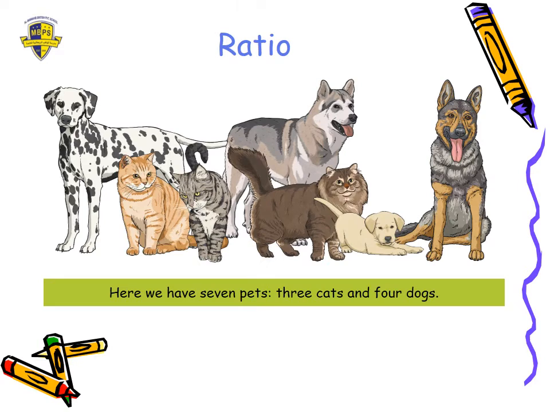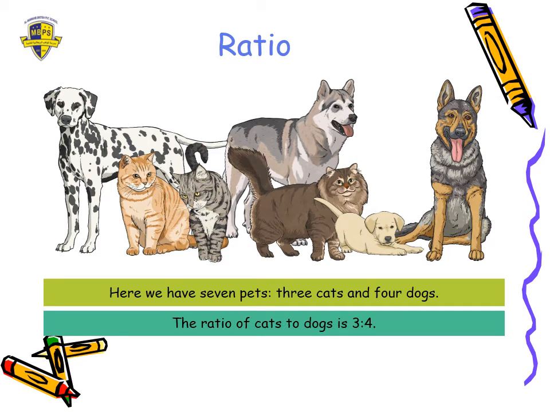Now one more example. Here you can see pets. How many pets do we have here? Good, 7. 3 cats and 4 dogs. Now let's write the ratio of cats to dogs. Cats to dogs. How many cats? Good, 3. And how many dogs? 4. So we write it 3 to 4.